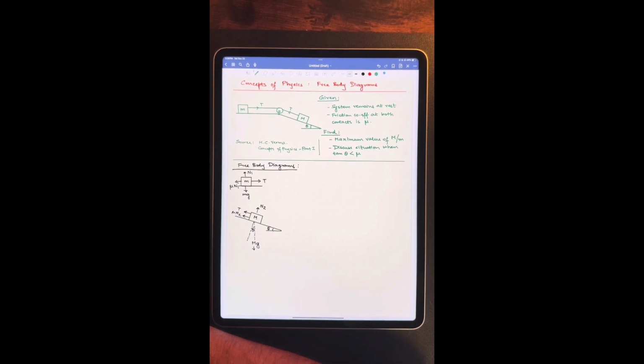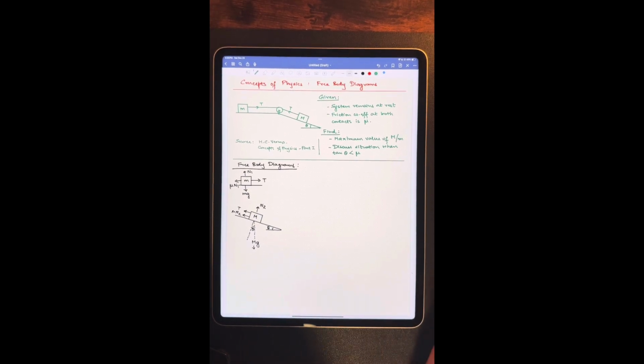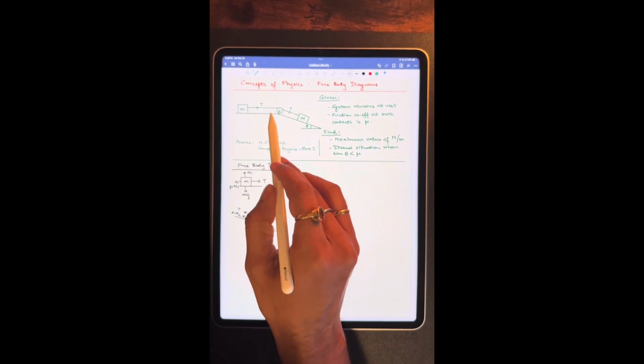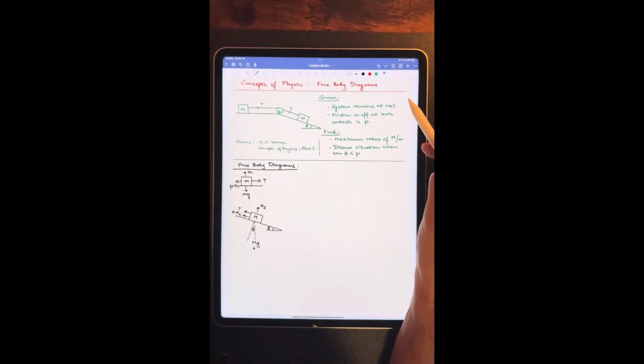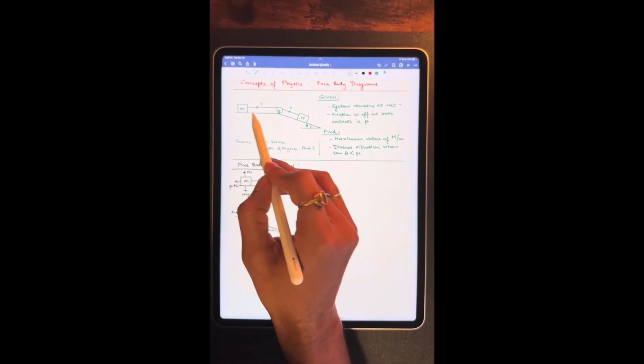And today I'm going to be solving another conceptual physics problem on free body diagrams. So let's see what we have given over here. There is a system where there are two masses, small m and capital M, and they are suspended through strings over a pulley, and the whole system is at rest. It also says that there is a friction coefficient at both contacts as mu.